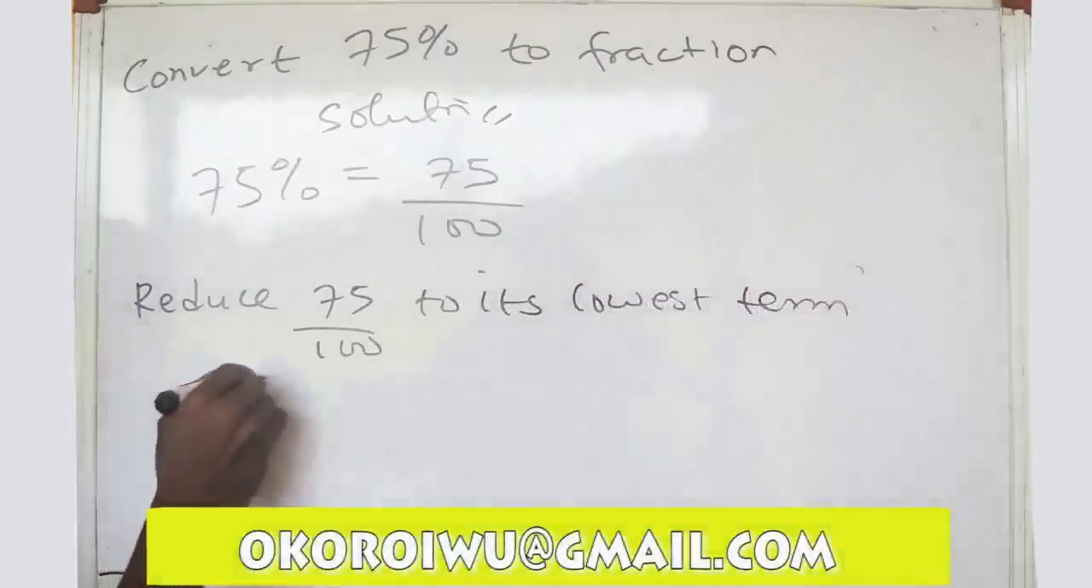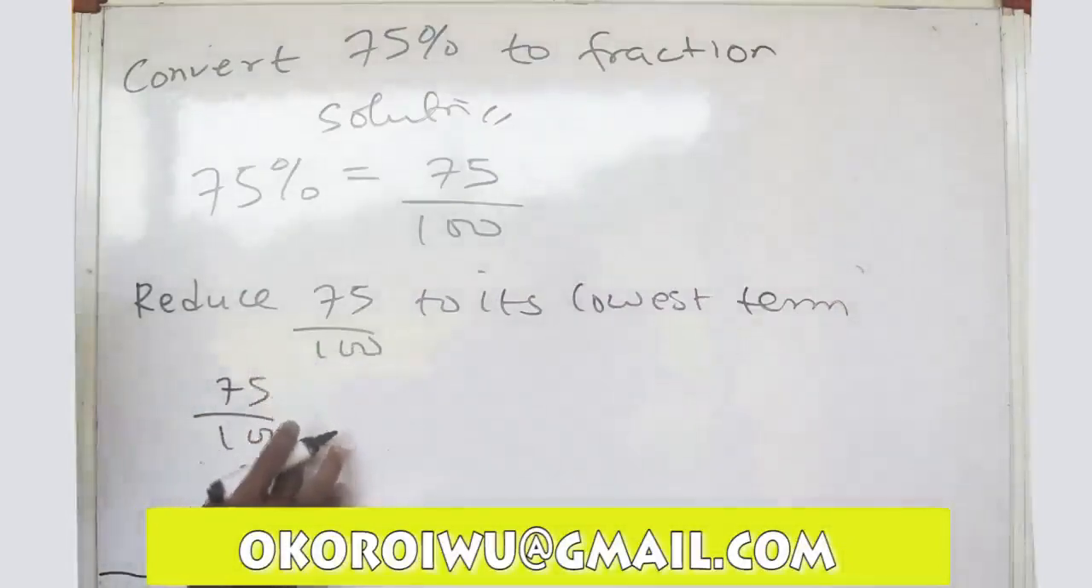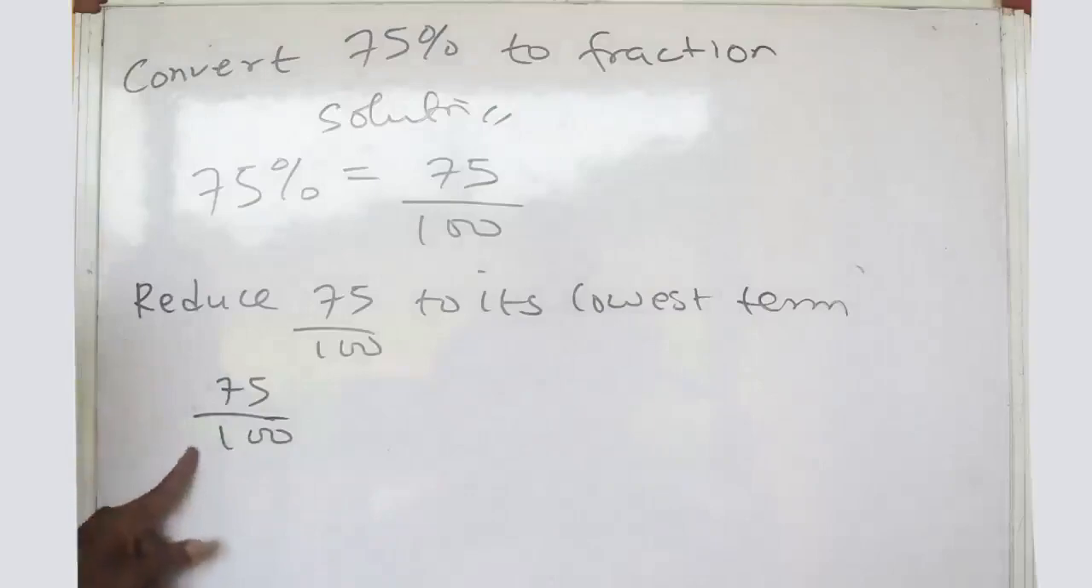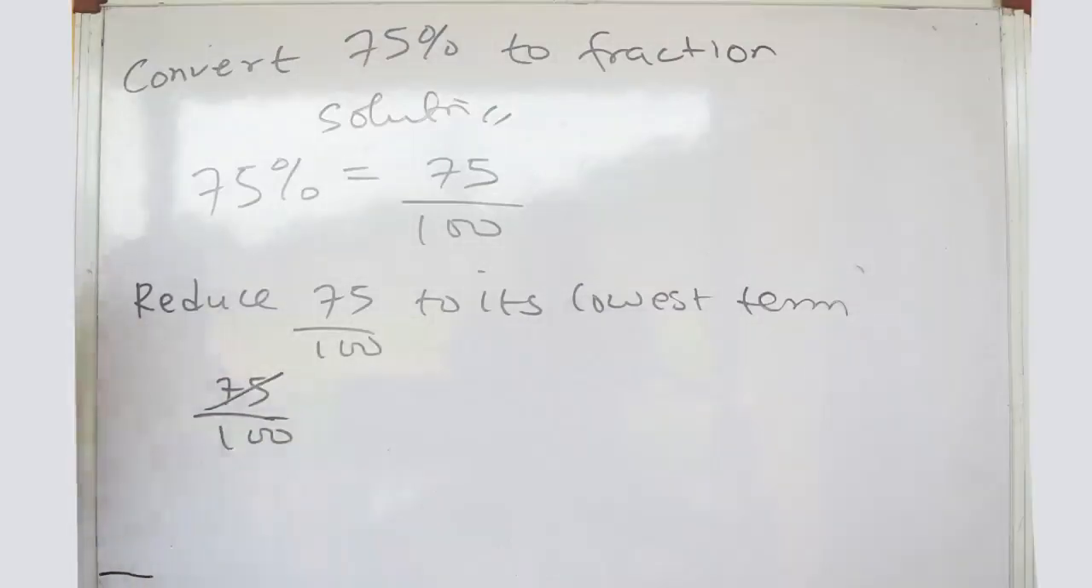So this all over this, you see there is no zero, nothing to cancel. You can't cancel this 0 because there is no 0. So you have to think of a particular number. You have to figure out a number that must divide 75, and the same number can divide 100. The least number there is 5. 75 divided by 5 is 15.